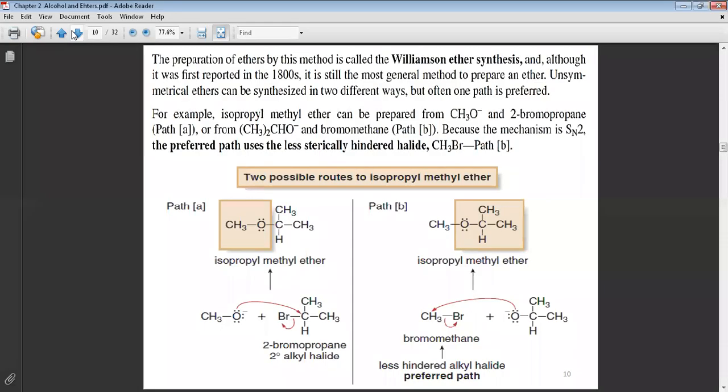Williamson ether synthesis. That means by using a strong base, the reaction with an alkyl halide will give you an alcohol or ether, depending on the base you are using. Okay.